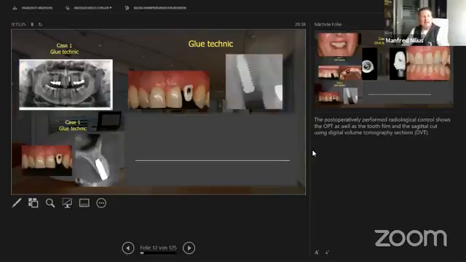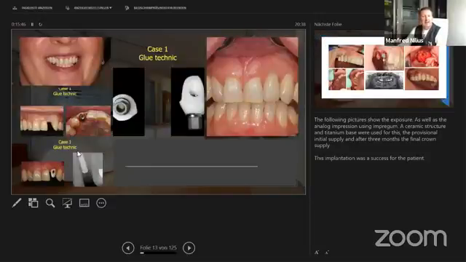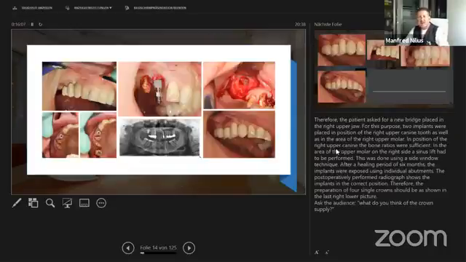We wait at least for 3 to 6 months, and after doing a radiography, we have a glue technique. It's a special kind of glue technique that was developed by a company, and we have a titanium base, as you can see here, and a glass ceramic abutment that is a screwed one, and then we put on our glue. The following pictures show the exposure as well as the analog impression using Impregum. So ceramic structure and titanium base were used for this, and the provisional initially supplied, and after 3 months the final crown supplied. This is a success for the patient.